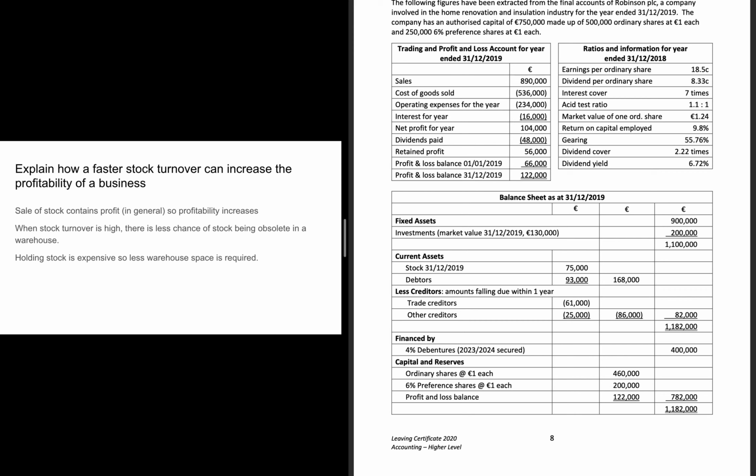And the last one then, I thought, well, holding stock is expensive. If you have a load of stock, you actually have to store it somewhere. So the more you hold your stock, the more warehouse space you need. And that gave me 3 points. You only needed 2.